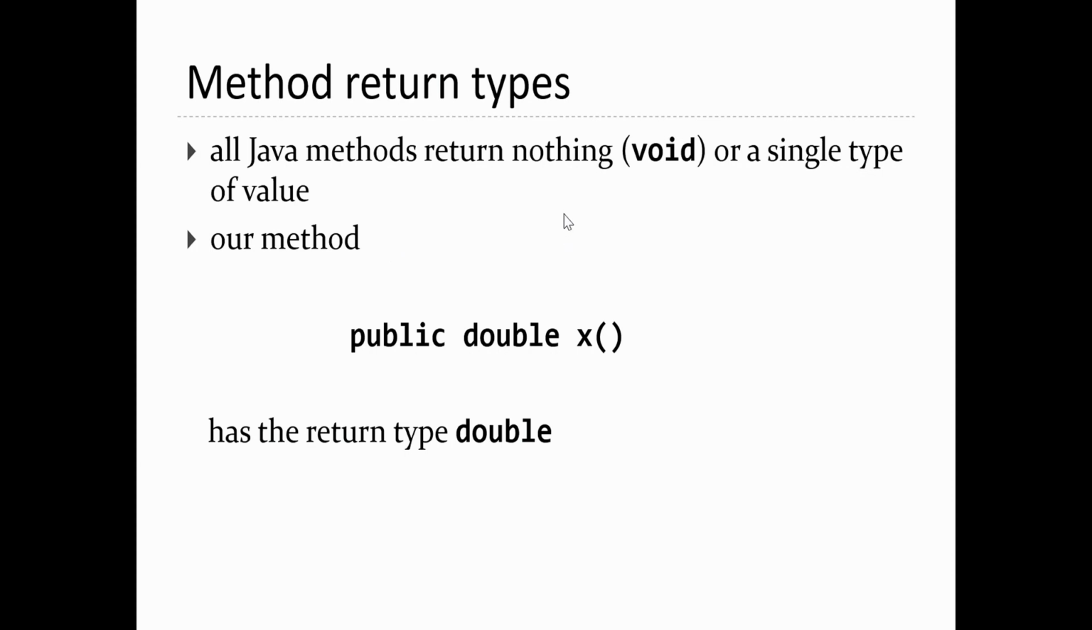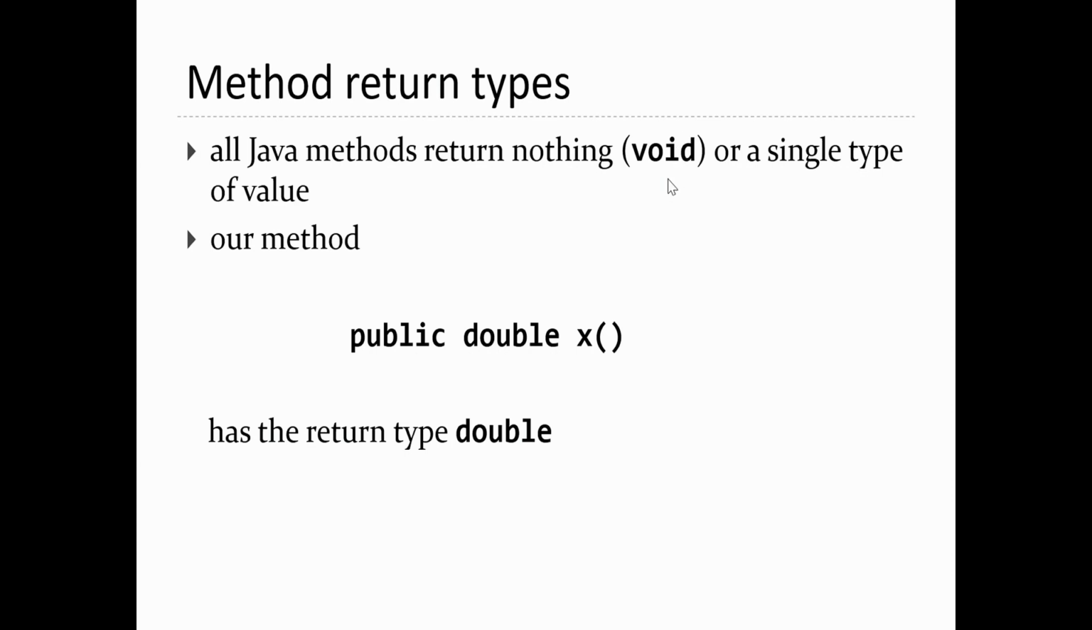Okay, in Java, a method must return a value. So unlike constructors, which never return a value, methods always have a return type. If they return nothing, then the type is void. So if you have a method that does not return a value, you have to put in the keyword void as the return type.